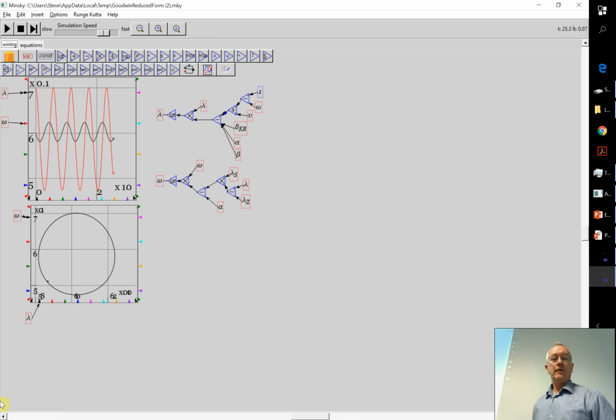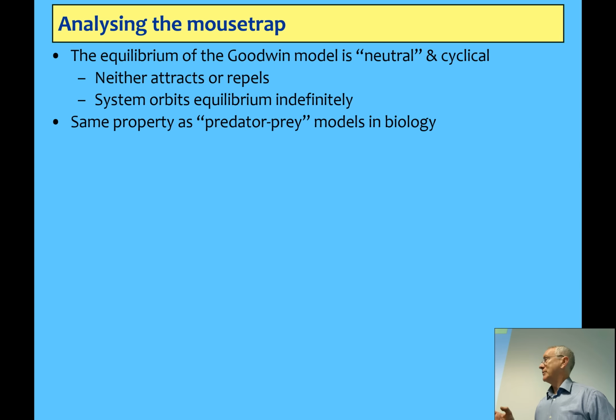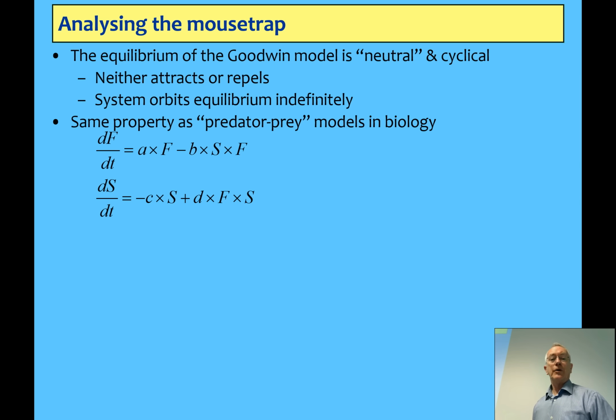You can work out the equilibrium using those constants there, and that's the equilibrium value for omega, equilibrium level for lambda. But you never get there. You neither go towards it nor do you move away from it. So it's a neutral equilibrium, and the system will orbit that indefinitely. And that's where, as I said, Goodwin got his inspiration from learning about predator-prey models, but the same thing applies to those. So here's a predator-prey model, saying the rate of change of fish populations is A multiplied by the fish population itself minus B times fish times sharks.